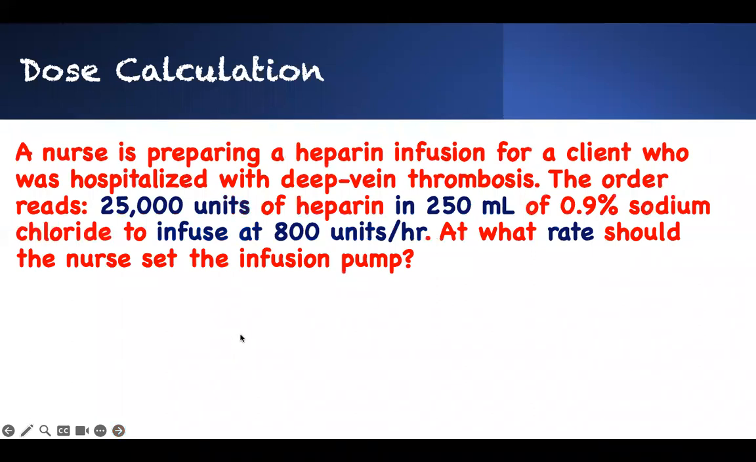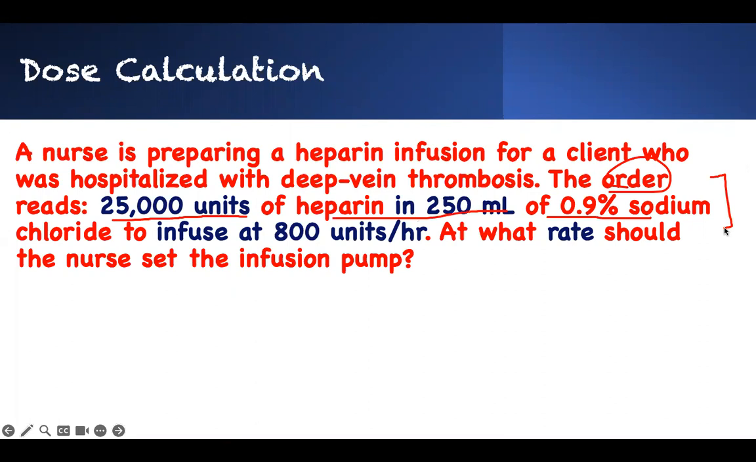A nurse is preparing a heparin infusion for a client who was hospitalized with DVT. Now he has DVT, right? She's preparing it. What is the order that she received? If you see this, this is what is available. This always confuses people. The order said what?